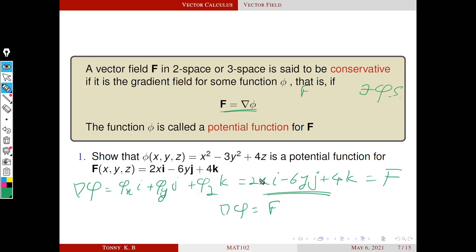Okay. So F satisfies this condition. So F is a conservative vector field, and phi is the potential function for F. This phi is not unique. Suppose you add some constant, suppose 10 is there, no problem, because after you take the derivative, there is no effect of this 10. So this new function, this plus 10, is also a potential function. So in general, a potential function is not unique if it exists.